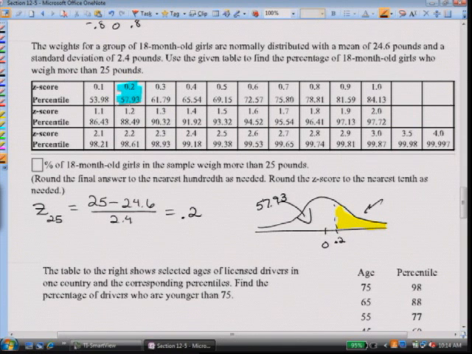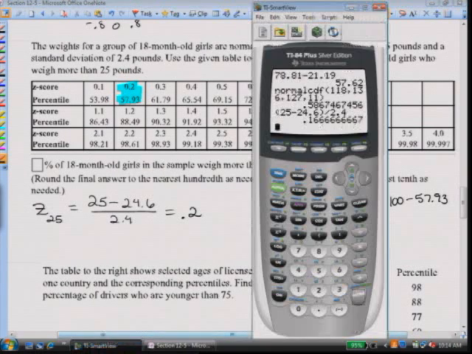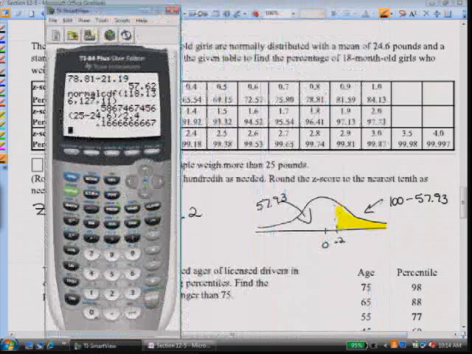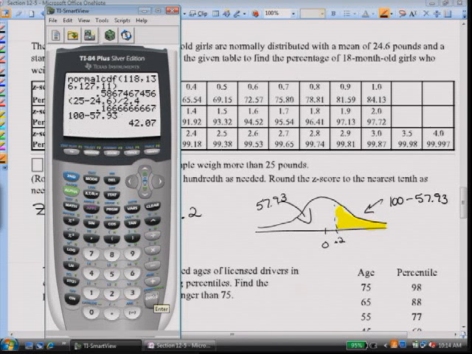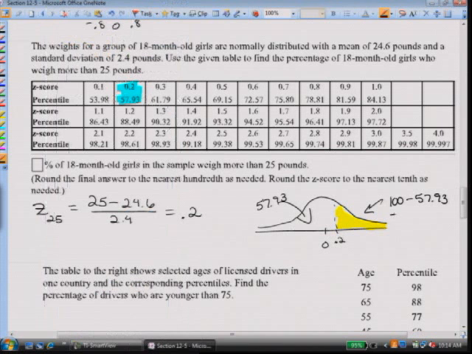So in order to get this number, I'm just going to do 100 minus 57.93. And of course, those are percentages. So it's 100 minus 57.93, which is 42.07%. Okay? So that's kind of fun.